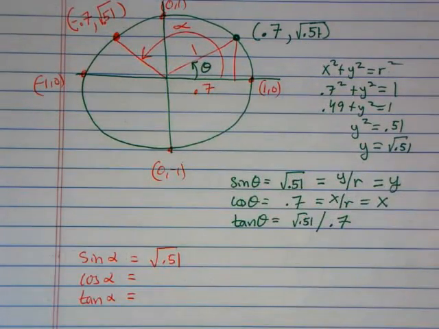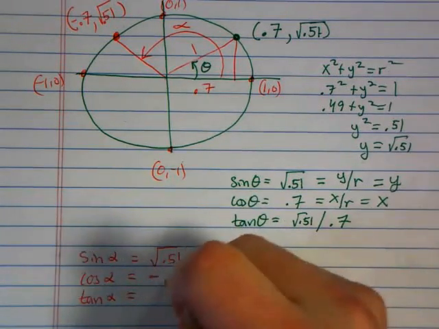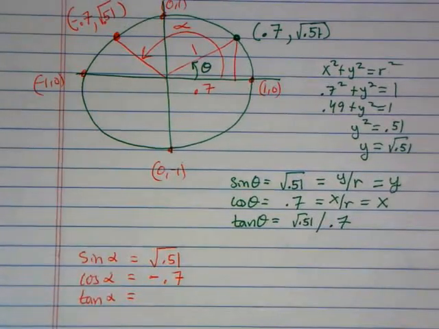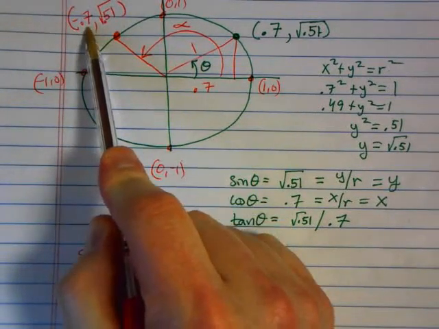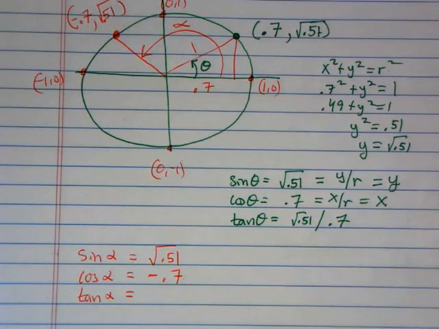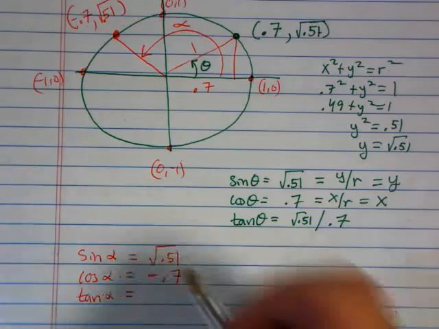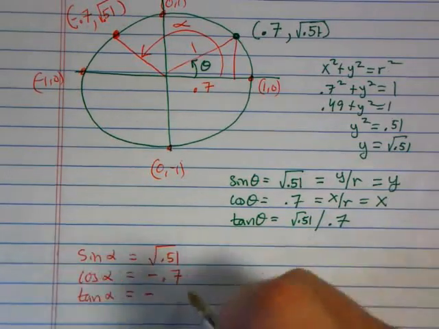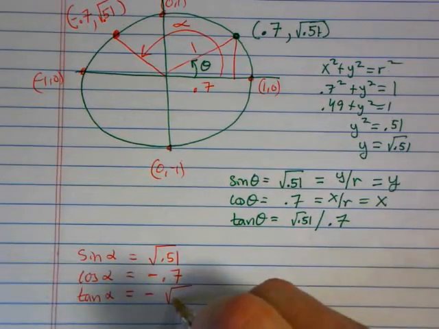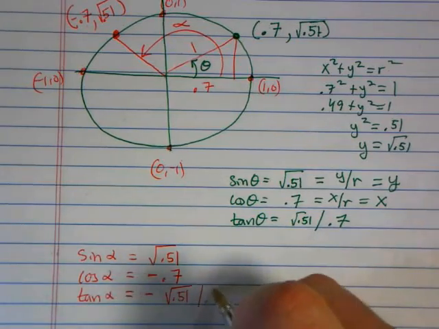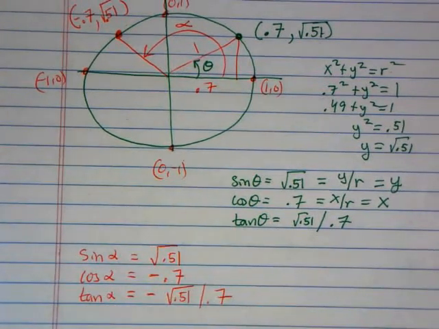How about the cosine of theta? Or cosine of alpha, I mean. Negative 0.7. Why negative? Because it's in quadrant 2, and the x value in quadrant 2 is negative. And how about the tangent? Negative square root of 0.51 divided by 0.7.